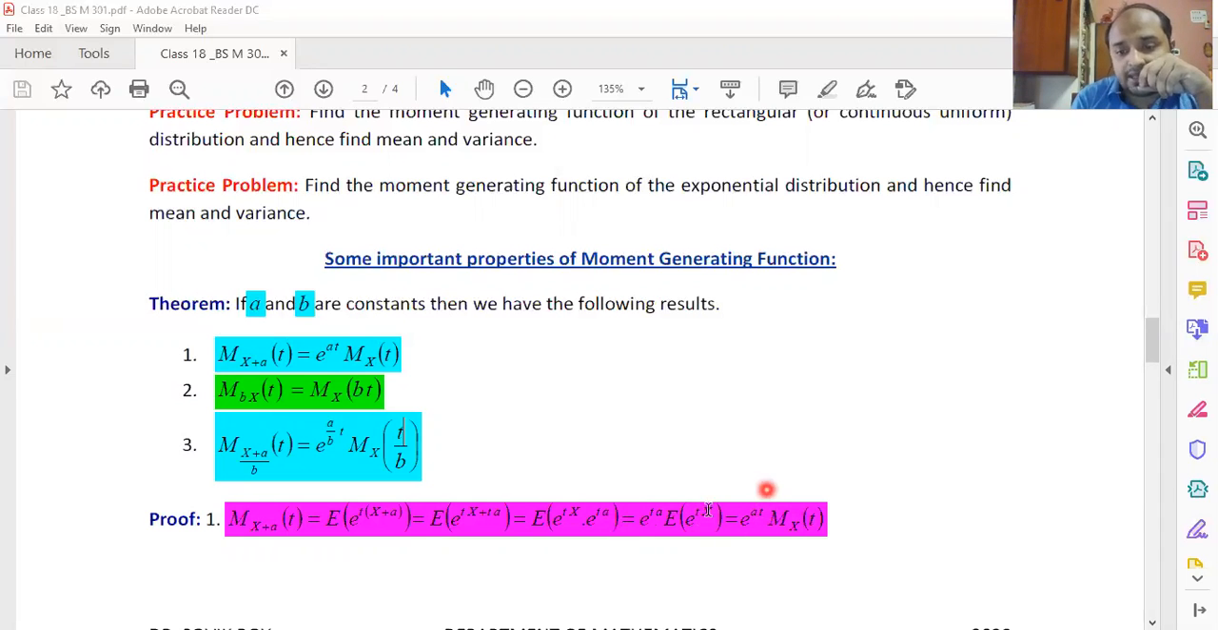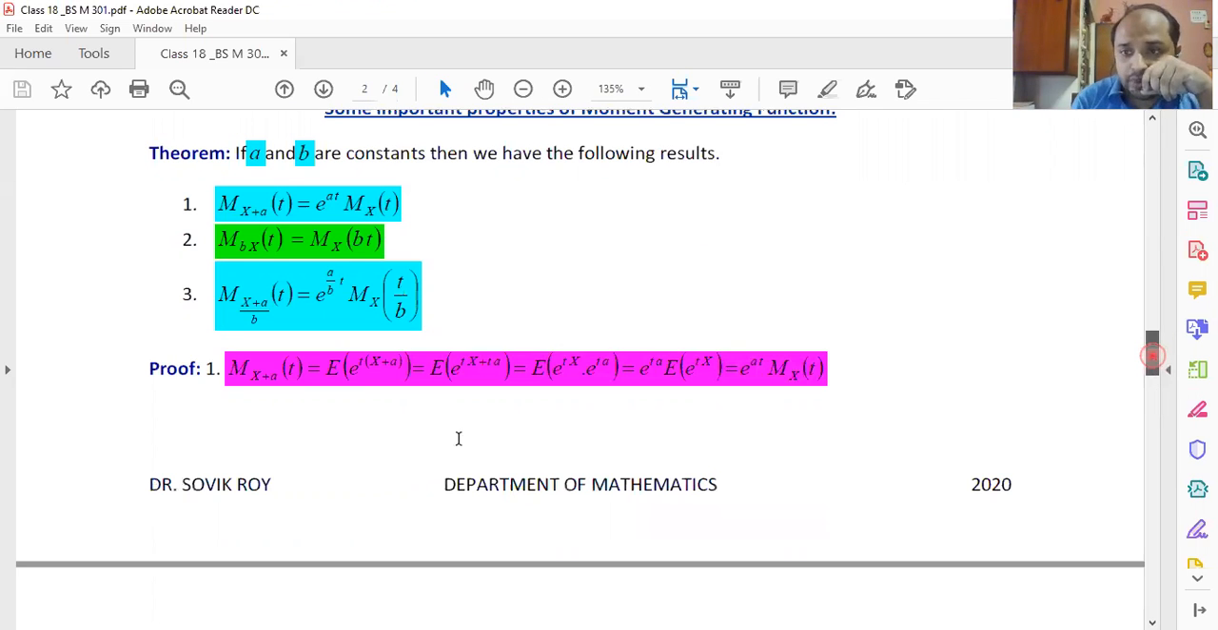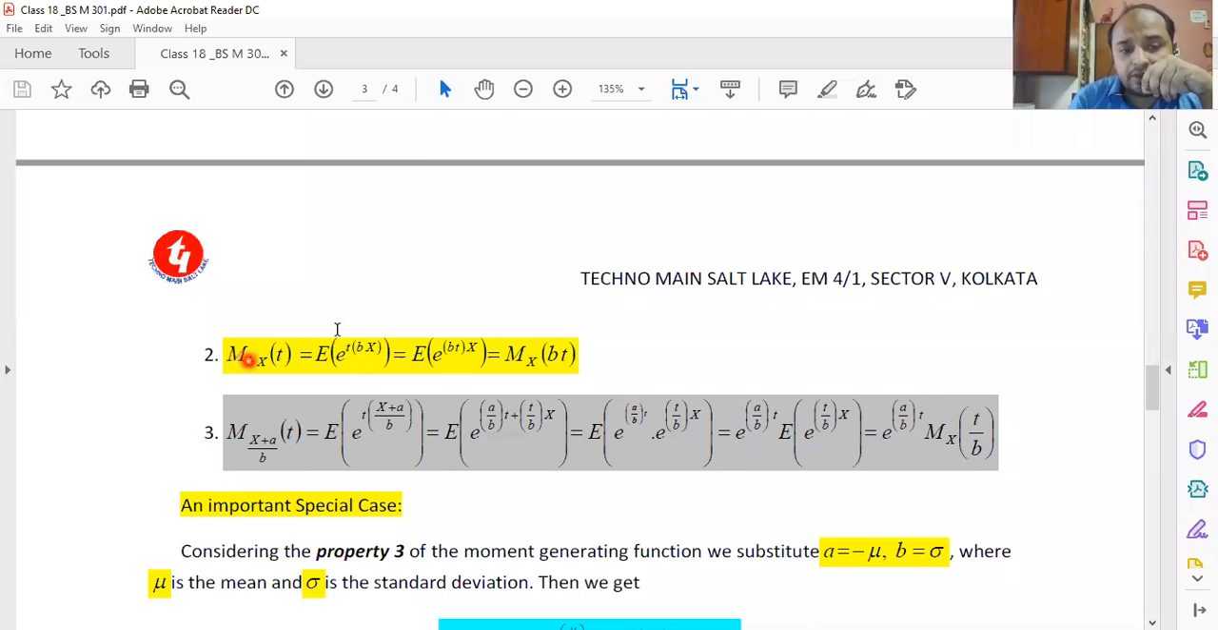And e to the power at remains the same. And this is the definition of MX(t). So this result can be found out. No need to memorize this result. Okay, whenever you'll be needing this, you just do this quick mathematics. Just like that, we can do the second quick mathematics like this. M of bX(t), it is far easier than the previous one. I'm writing it as expectation of e to the power t multiplied by b into capital X.